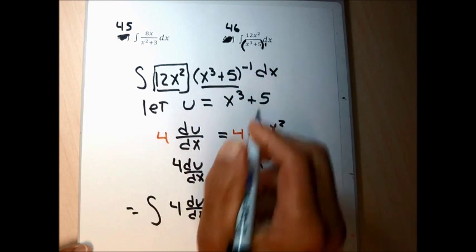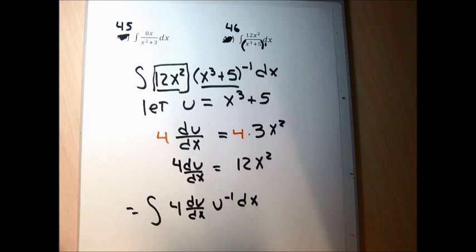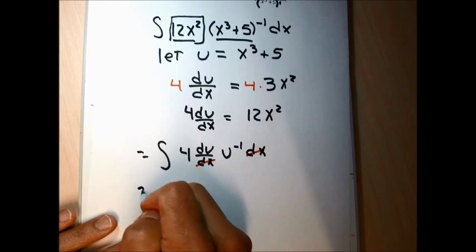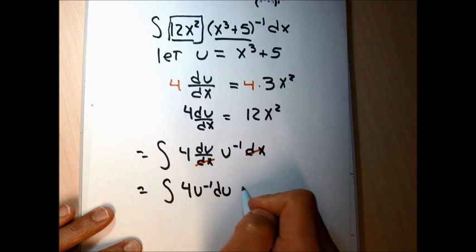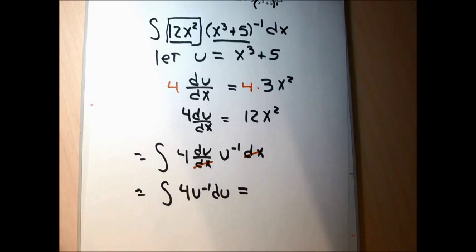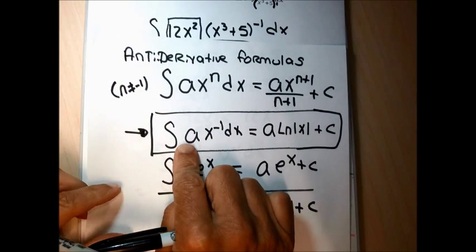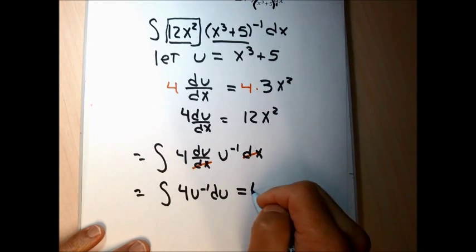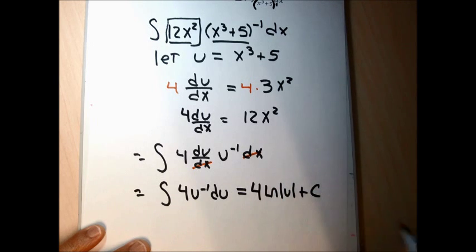In for the inside of the parentheses, I'm going to put a u. I'm going to cancel the dx's. And this is going to give me the integral of 4u to the negative 1 du. And anytime you have an x to the negative 1 or a u to the negative 1, you get a natural log. And if there's a number preceding the negative 1 exponent term, that number precedes the natural log. So this is going to be 4 times the natural log of the absolute value of u plus c.